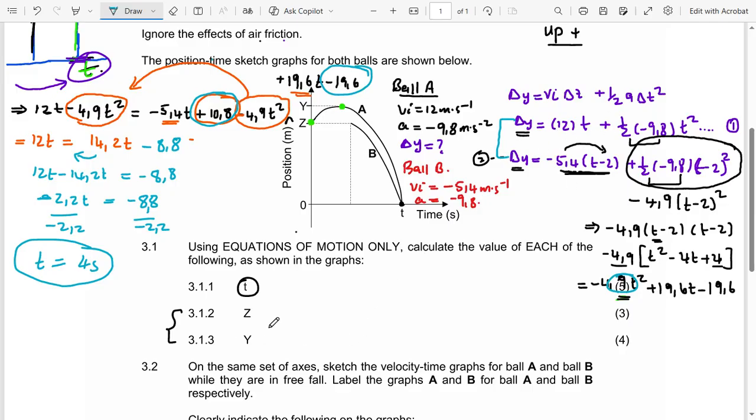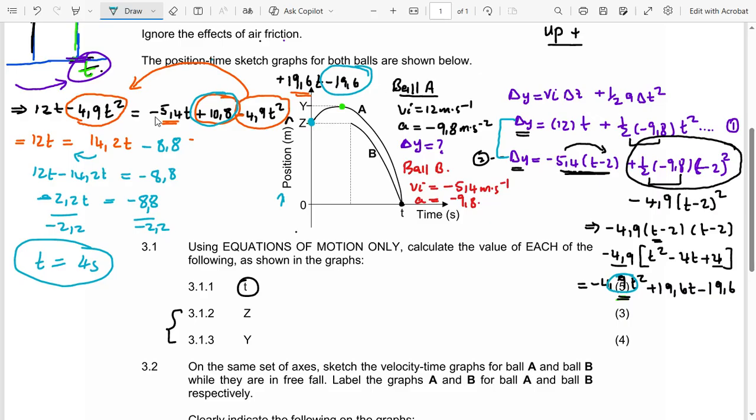Number 3.1.2, they say we need to calculate Z. You need to ask yourself, what is Z? Look at this. This is the position in meters. So it's the height of the building where ball A was projected. So that's the height of the building.